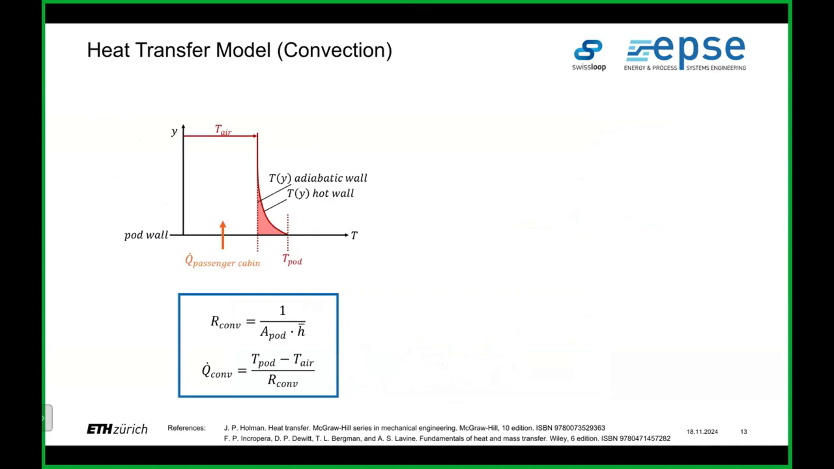Here you can see the temperature curve. So we have the pot wall on the x-axis, and at the same time that's also the temperature. And on the y-axis, that's the distance from the wall. So very close to the wall, we have the same temperature as the pot, and then it approaches the air temperature as it goes to infinity. And then, yeah, here you can see the formulas used to calculate the resistance and the heat dissipation.